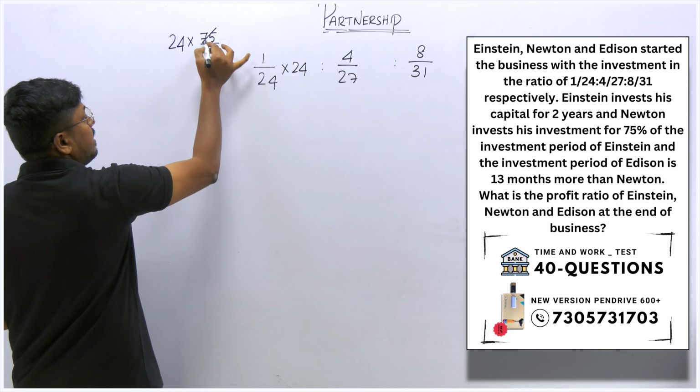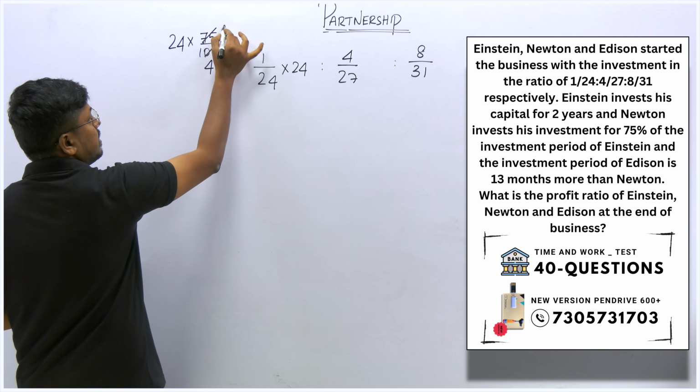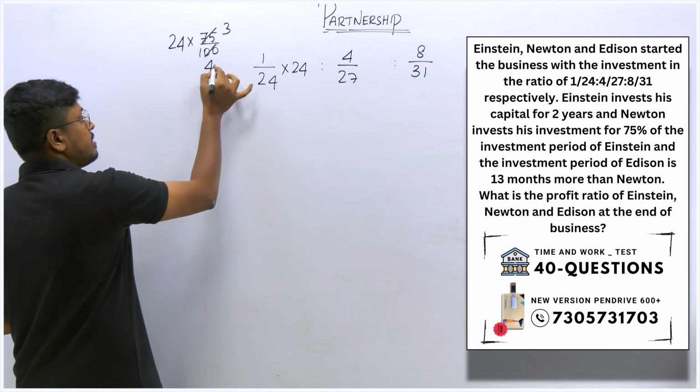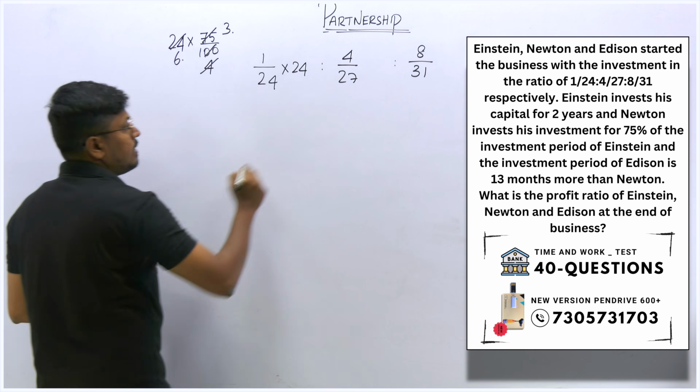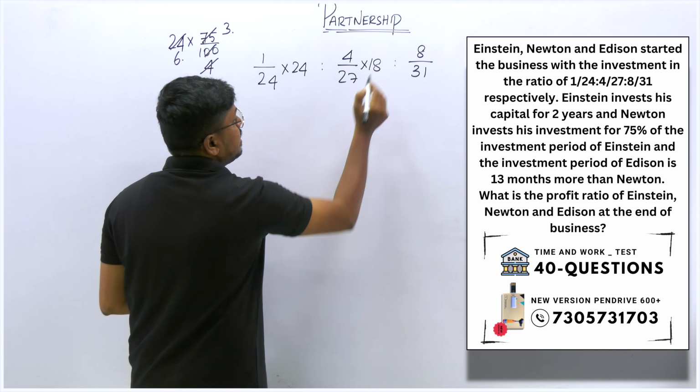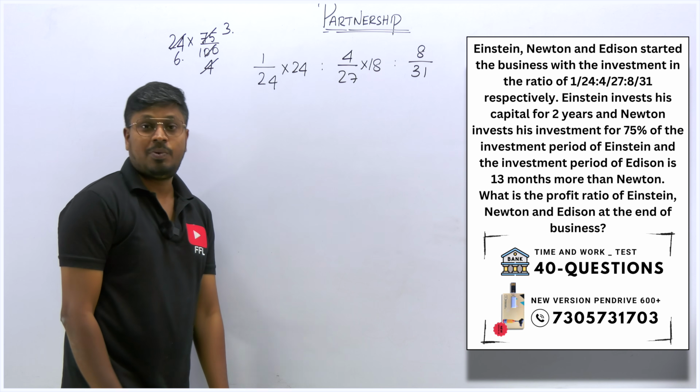So cancel it on the 25 table. This will be 4 times. Cancel it on the 25 table, 3 times. So 1 4s are 4, 6 4s are 24. So 6 into 3 is 18. So the second person's investment is for 18 months. He will be in the business for 18 months.